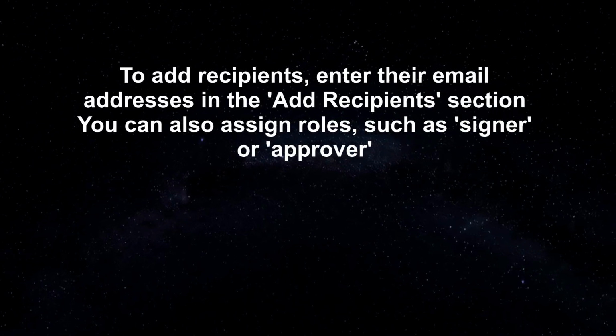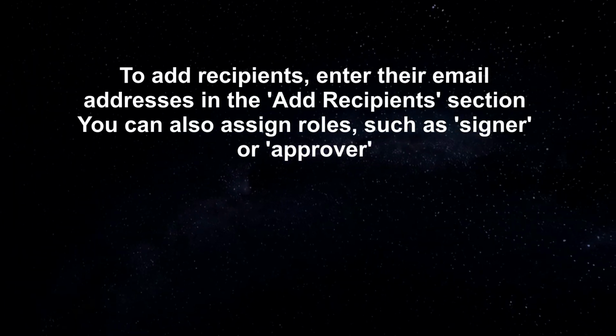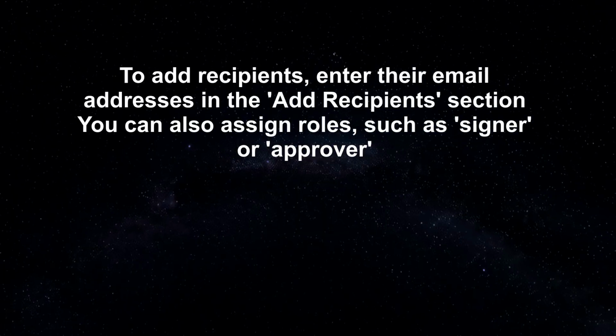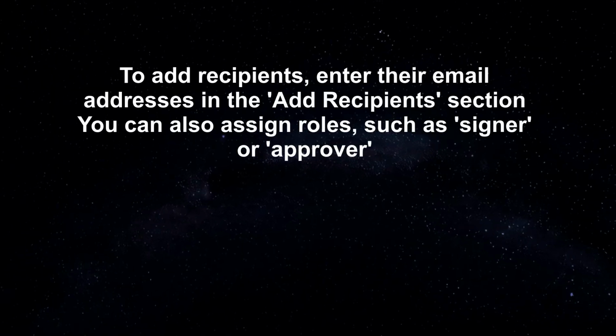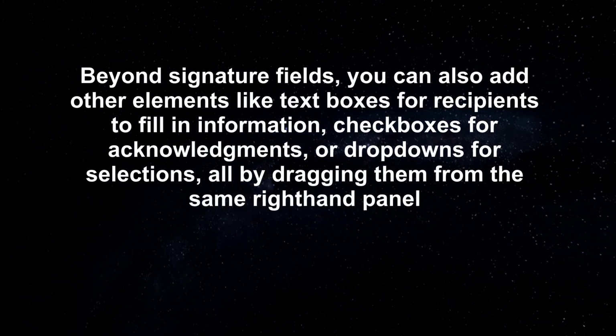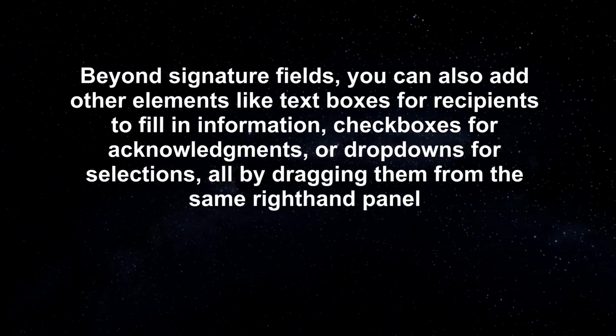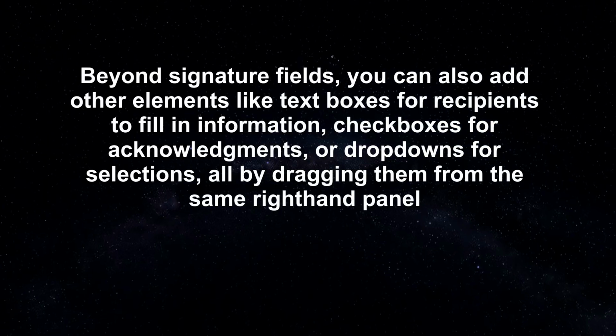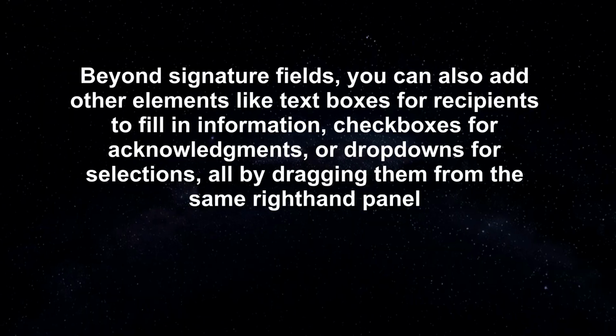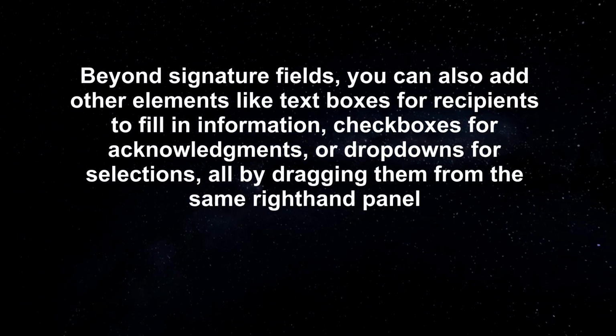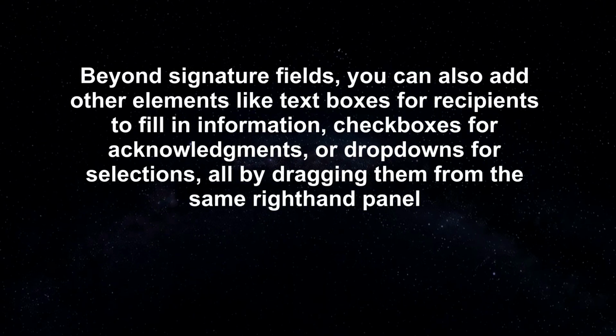To add recipients, enter their email addresses in the Add Recipients section. You can also assign roles, such as signer or approver. Beyond signature fields, you can also add other elements like text boxes for recipients to fill in information, checkboxes for acknowledgements, or drop-downs for selections, all by dragging them from the same right-hand panel.